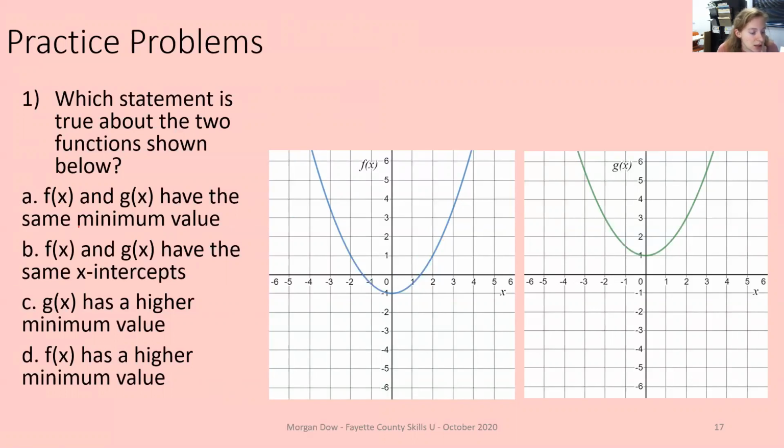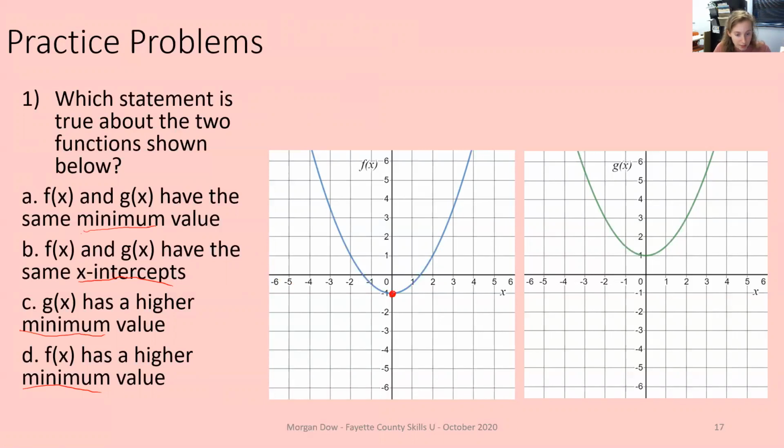All right, so I'm going to go through and read my answer choices. When I look at the answer choices, it looks to me like all of them are talking about either minimum values or x-intercepts. So when I'm looking at these 2 graphs, I want to be paying attention to minimum values and x-intercepts to see which of these statements is true. So statement A says f of x and g of x have the same minimum value. Well, let's check out their minimum values.